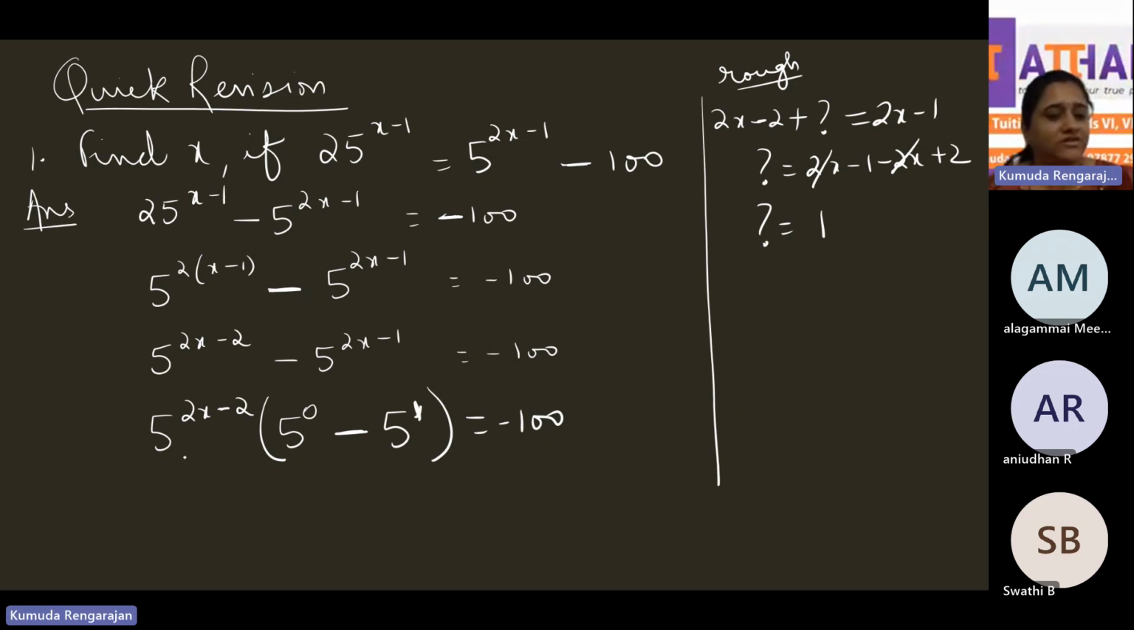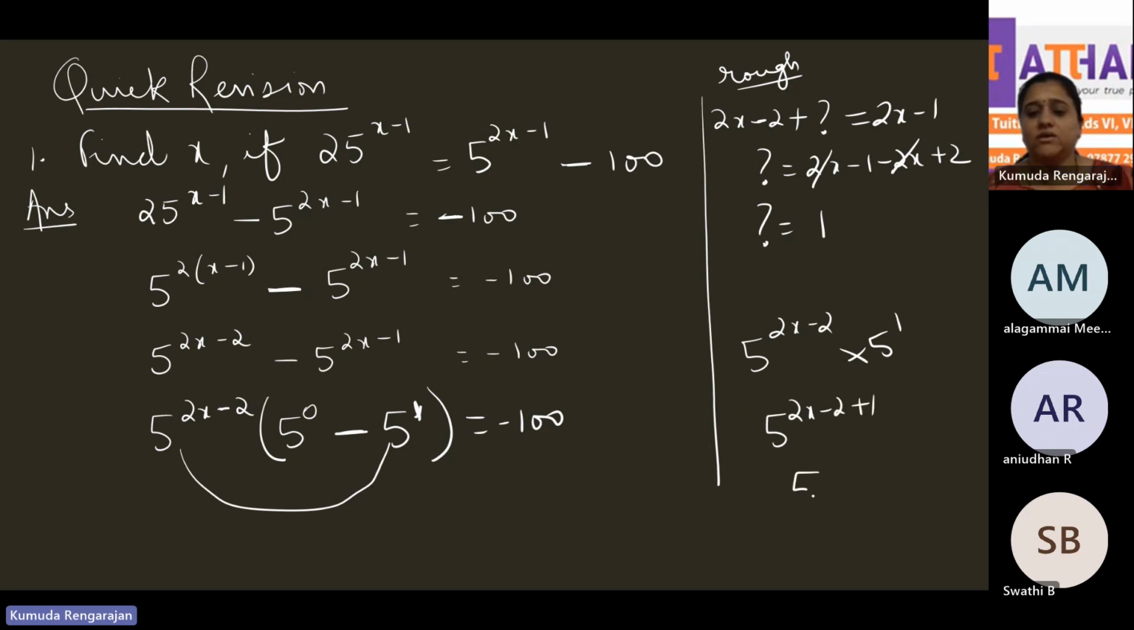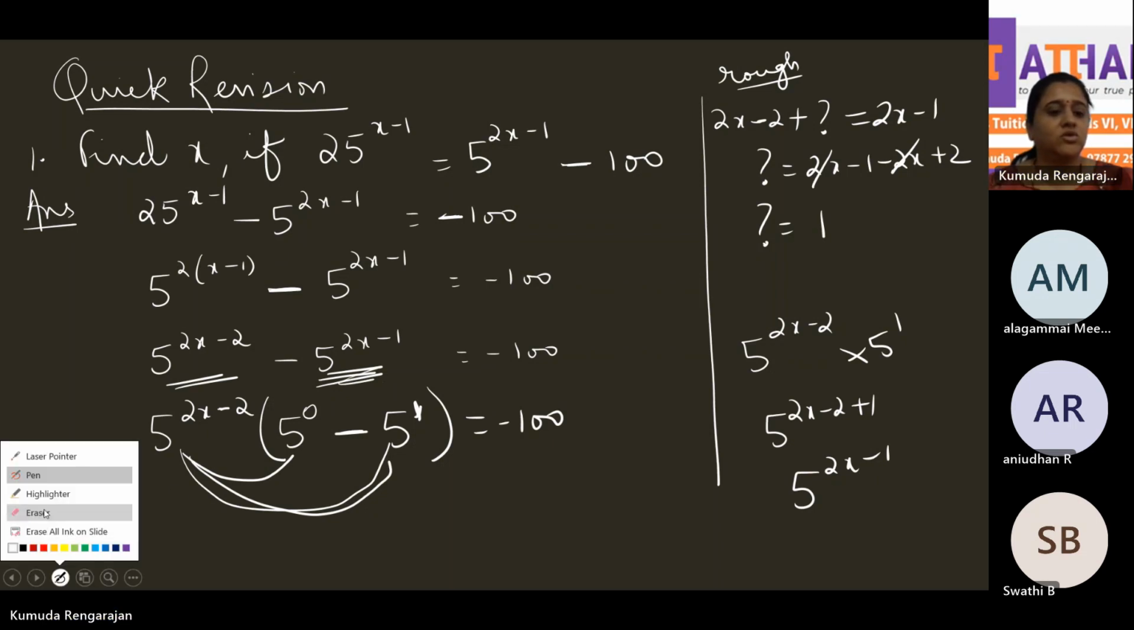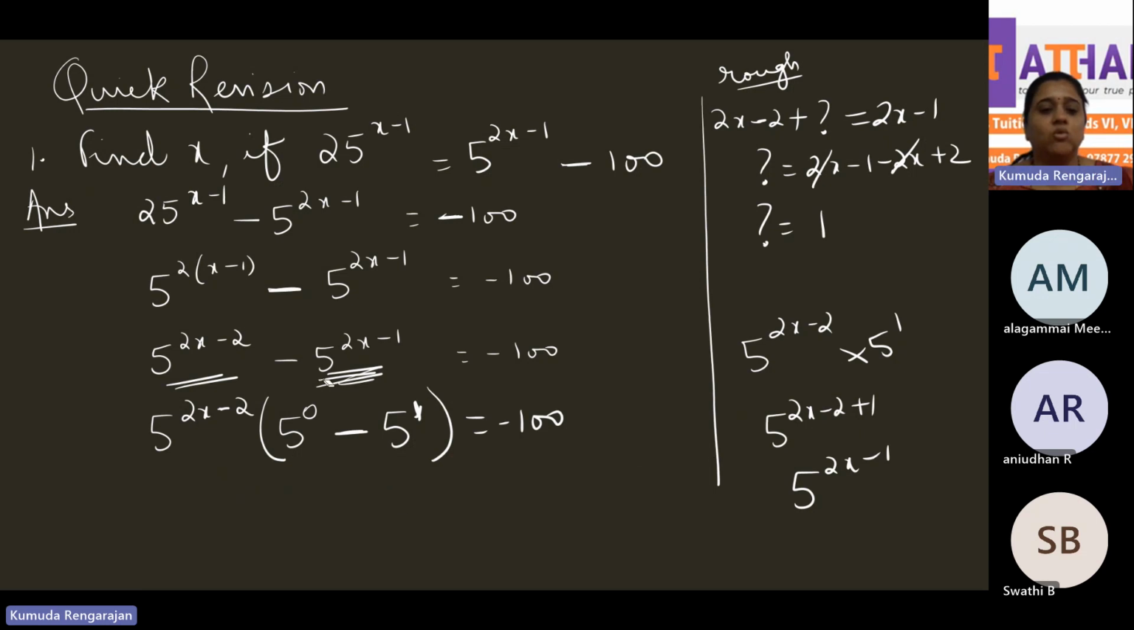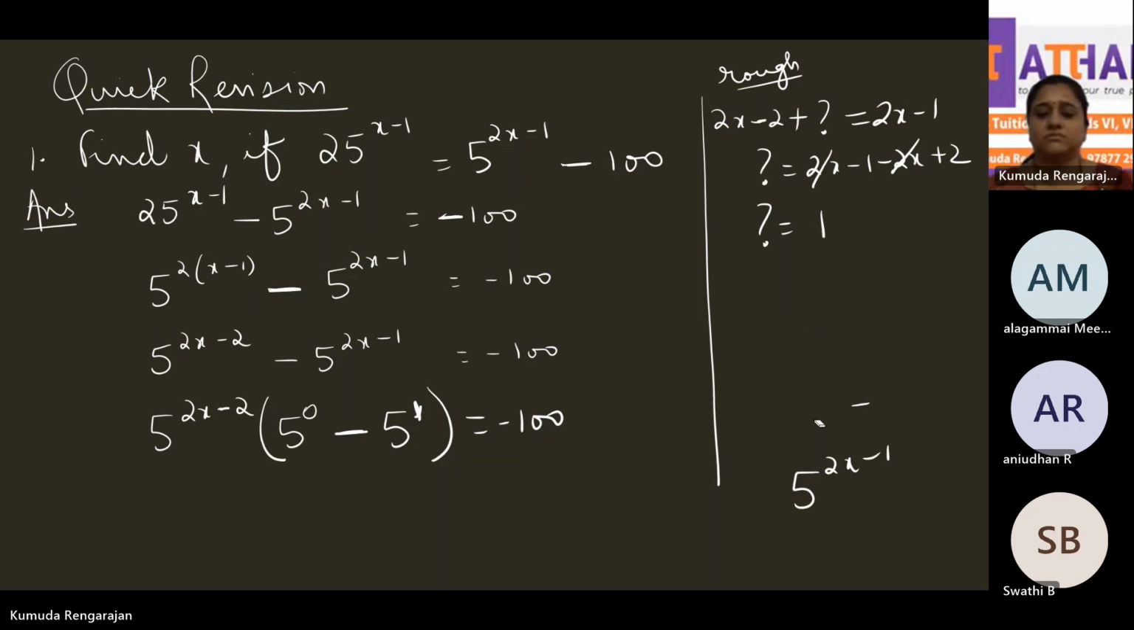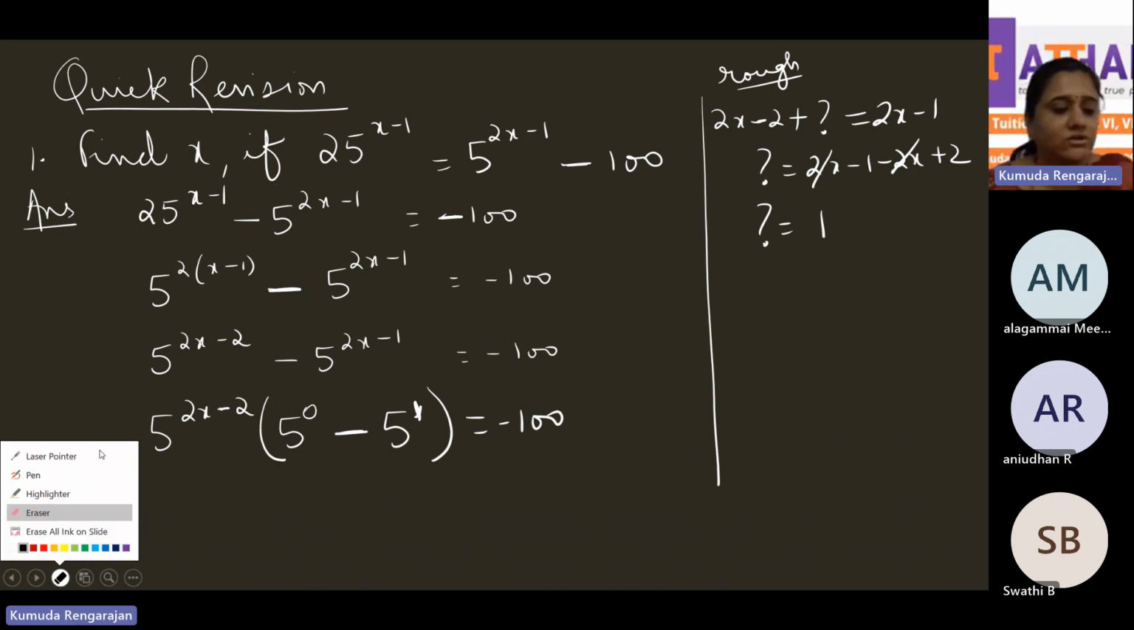This is 1. Now multiply these two. When base are same and it's multiplication, we add the powers, right? So when you add the powers, 2x minus 2 plus 1, it'll be 5 to the power minus 1. See, you're getting this term. When you multiply these two, you must get the first term. When you multiply these two, you must get the second term. We are getting it. So this is how we find. If you don't know what to write, this is how you should work and find. Okay, so that was the rough work, children.